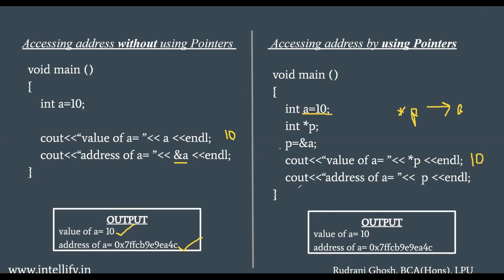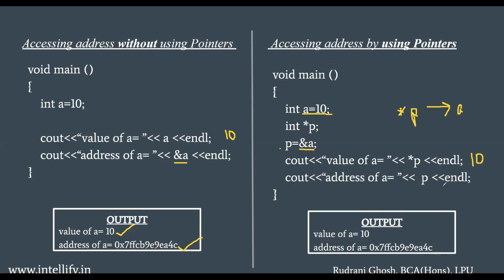Then when we write cout address of a, we simply write p because p is already assigned the address of variable a. So whatever will be the address of a, we will be getting it through p. Note, we have not used any asterisks here.